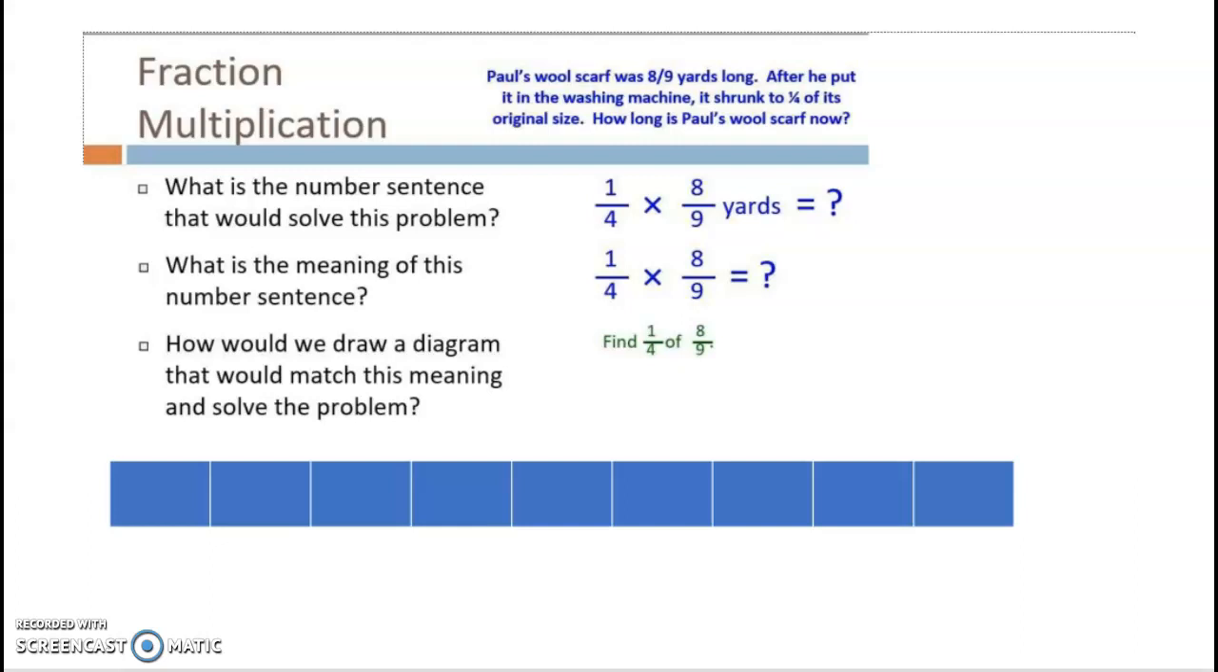Okay, we're going to pause and I'm going to stop this first part of lesson 9 in the video. So this will conclude part 1. Please take time to write the questions down from the previous slide and this slide. Look at those word problems and see if you can solve the number sentence, the meaning of the number sentence, and then the diagram of it.